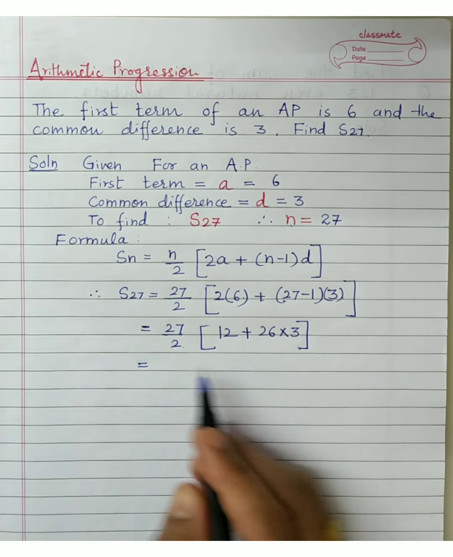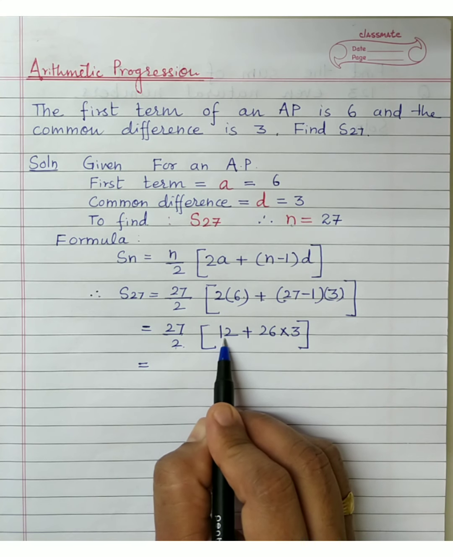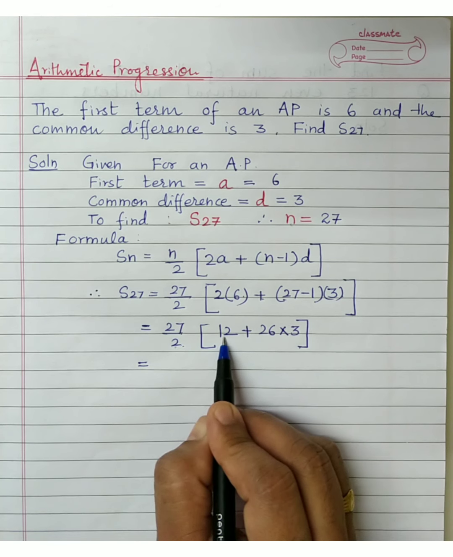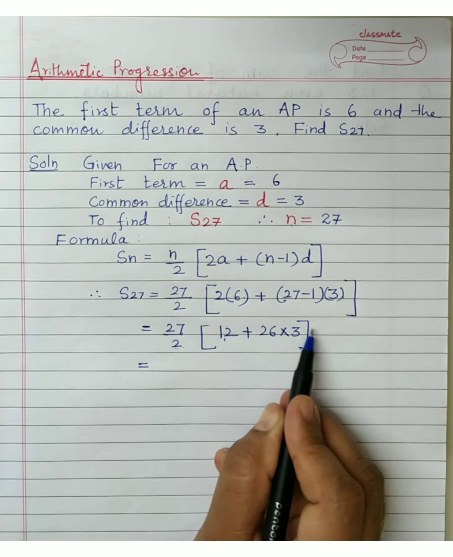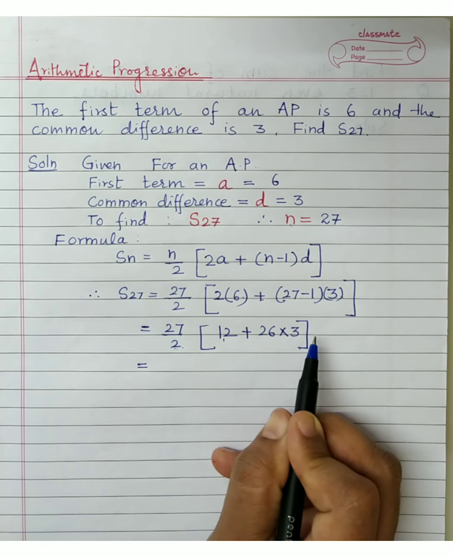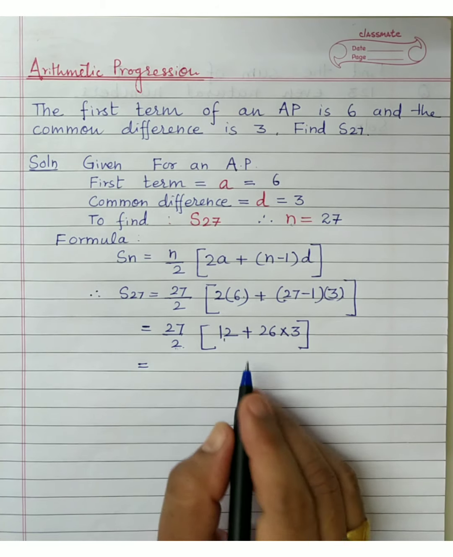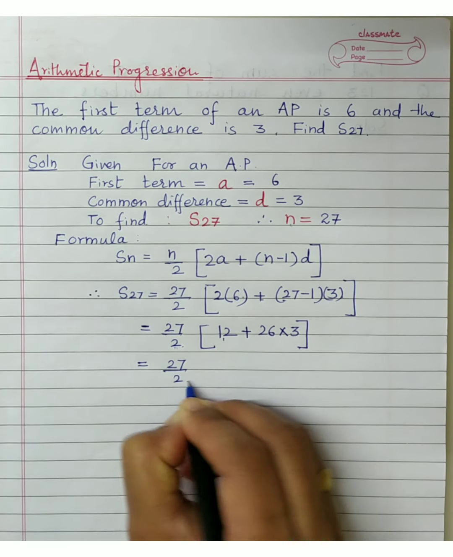Now the common mistake is what? The children tend to simplify this 2 and 12. In a variety of lessons I have taught you that this is not allowed. This 2 is not simply dividing this 12. This is dividing the whole expression. So unless you make a single expression of that, do not hurry and just jump to the conclusion and solve. So it remains as 27 upon 2.